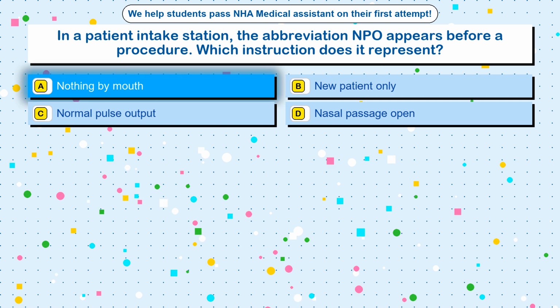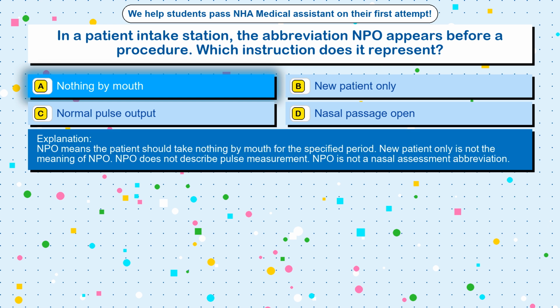The correct answer is option A. Nothing by mouth. NPO means the patient should take nothing by mouth for the specified period. New patient only is not the meaning of NPO. NPO does not describe pulse measurement. NPO is not a nasal assessment abbreviation.